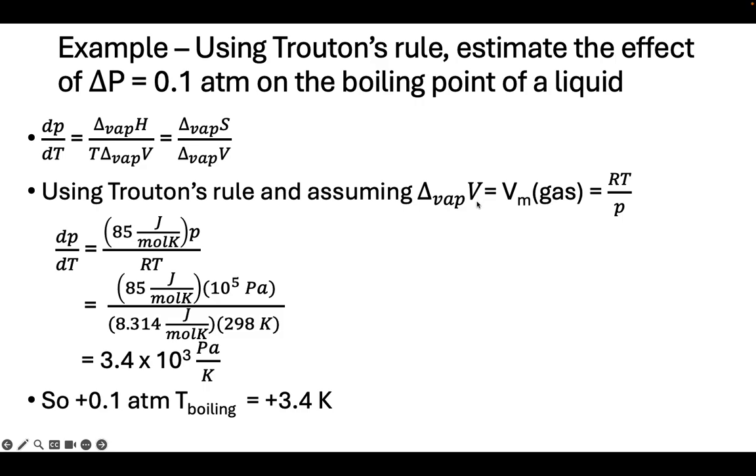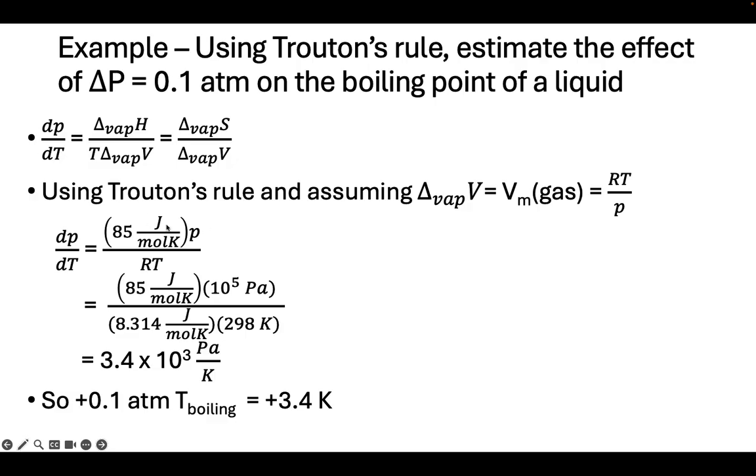So using Trouton's rule, and also assuming that the change in the molar volume going from a liquid to a gas is mostly just the gas, the liquid has a very small molar volume compared to the gas, we're just going to replace it by RT over P. Treat it as an ideal gas. So this delta V is going to be RT over P.